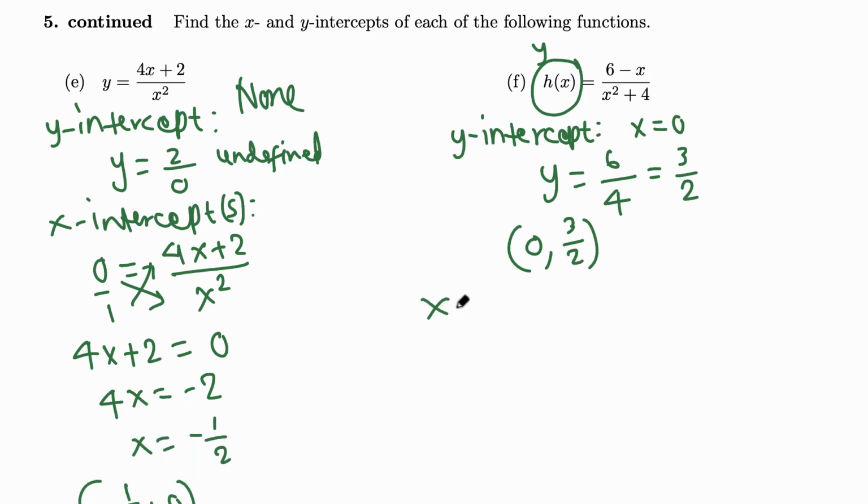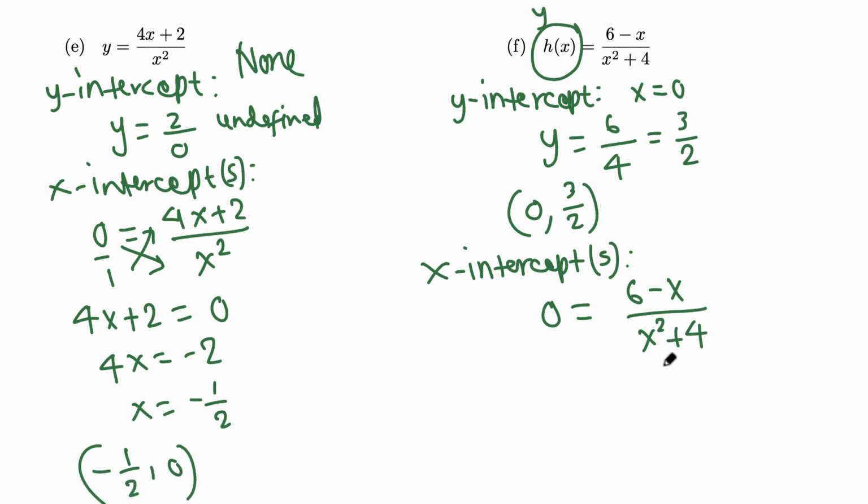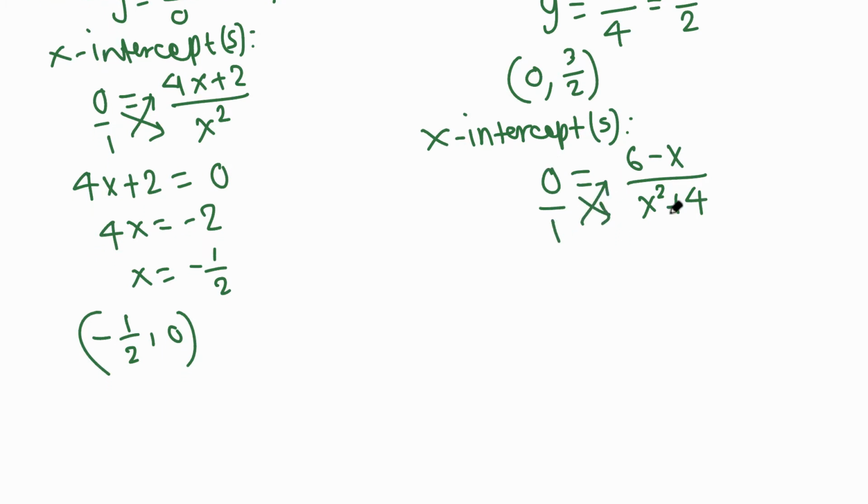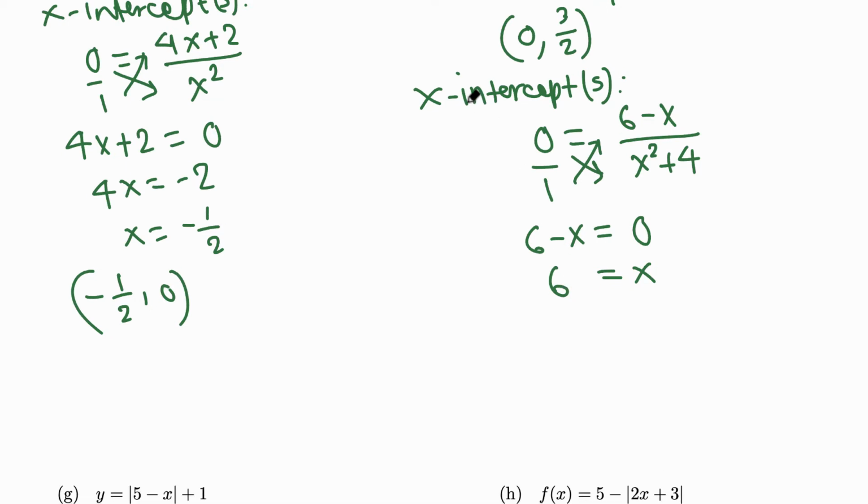Now let's find the x-intercepts. We put y = 0, so the left hand side y = 0 equals (6 minus x) over (x squared plus 4). Now we can write 0 as 0 over 1. Now we cross multiply. It's 0. This part, 6 minus x, is 0. So negative x, so add x to both sides. So 6 equals x, so x equals 6. So there is only one x-intercept, which is (6, 0).